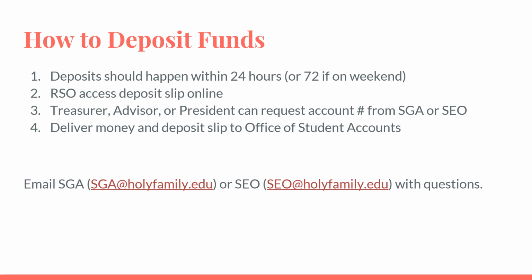Your organization will want to download and complete the deposit slip from the Student Engagement Office website. If you do not know your organization's fundraising account number, members of your leadership team can contact either the Student Engagement Office or your Student Government Association representative. Finally, you will deliver the money and the deposit slip to the Office of Student Accounts.